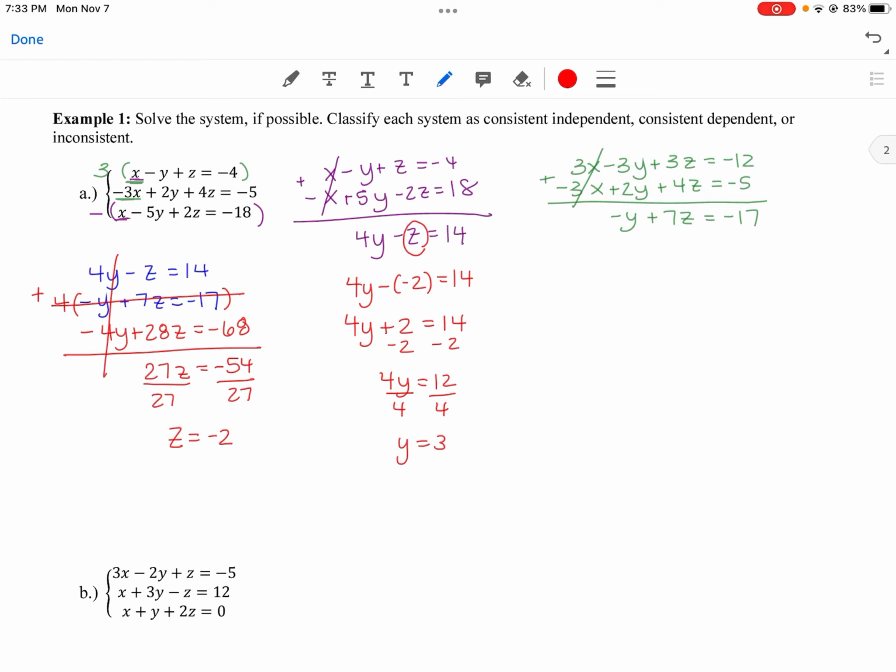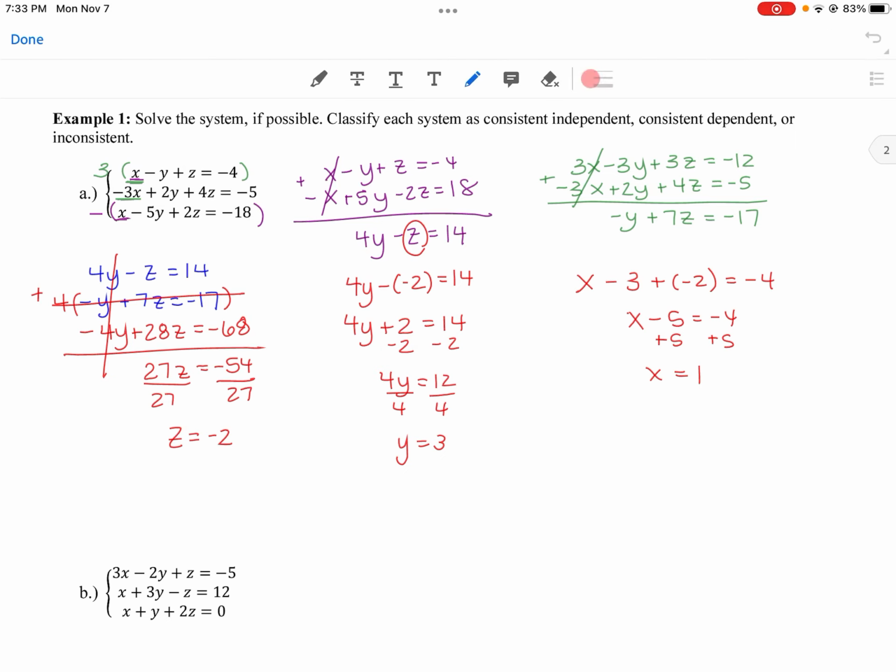Okay. So now we've got z and y. We're going to go back to one of these three original equations and find x. I'd probably use the top or the bottom one because see how they already have x alone. So let's say we use the top one. We'd have x minus 3 plus a negative 2 equals negative 4. So x minus 5 equals negative 4. Add the 5 to both sides, and x equals 1.